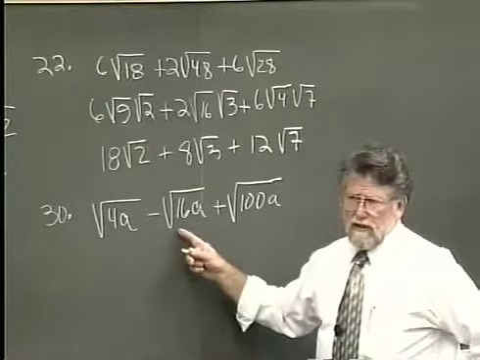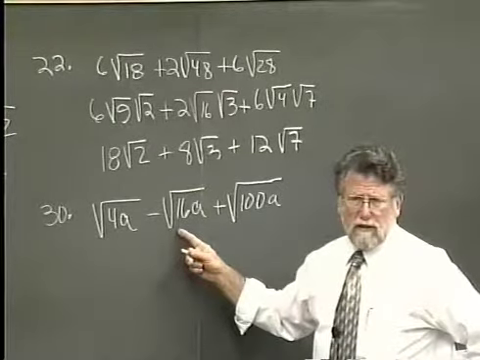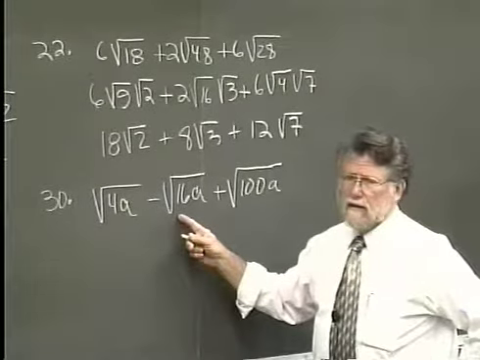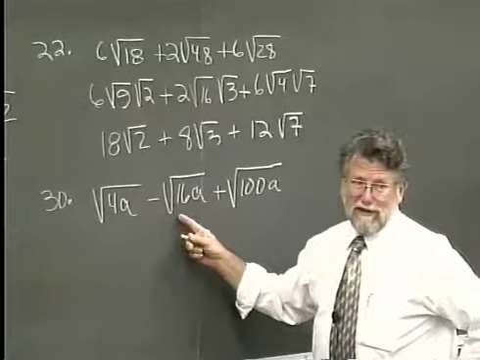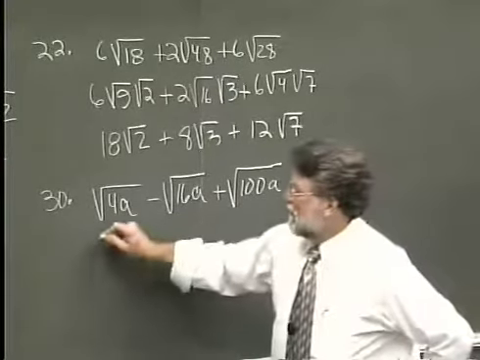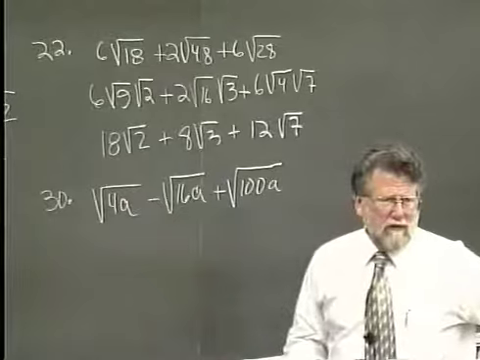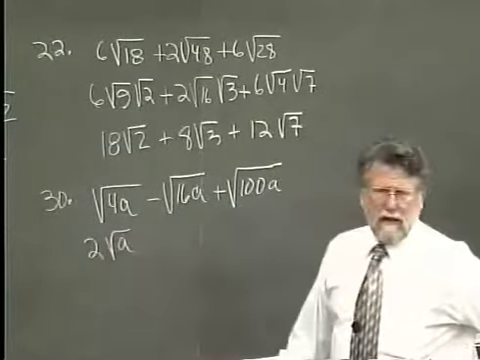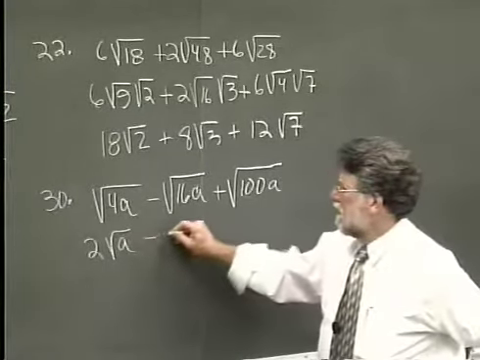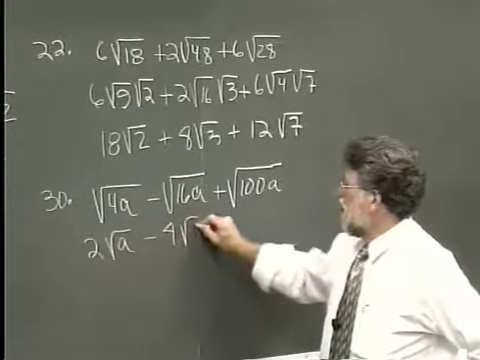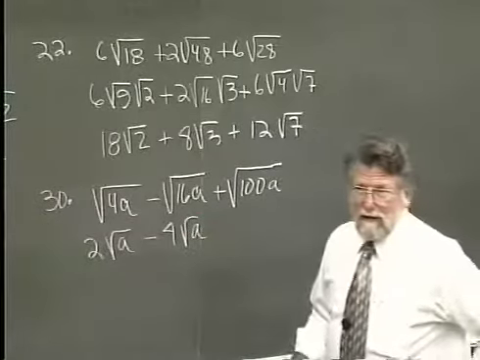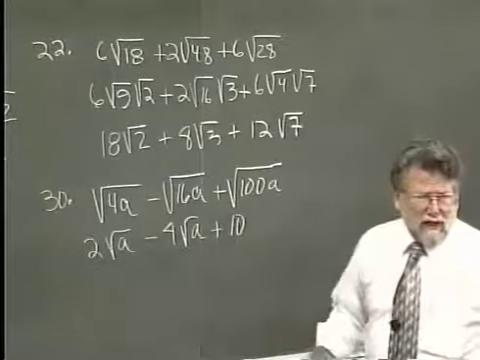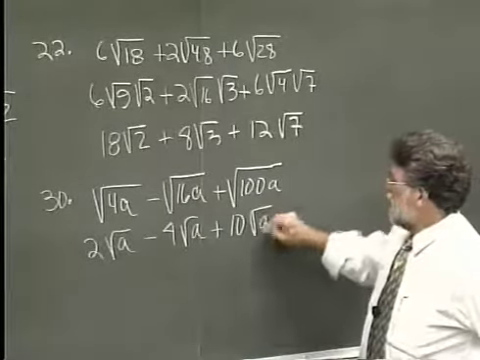What do you see in the second radical? A 4, unfortunately. Okay, let's see. We can take out the square root of 4 and get 2. So the first one is 2 the square root of a. Then this one is 4 the square root of a. Oh, that's good. And 10. The fact that we have perfect squares and everything was what made this one nice.